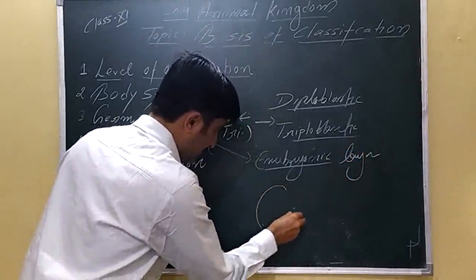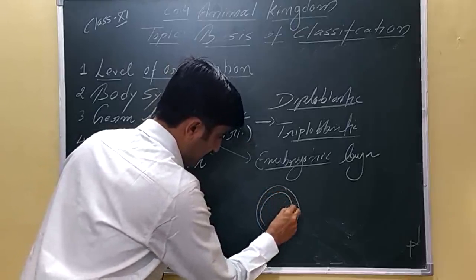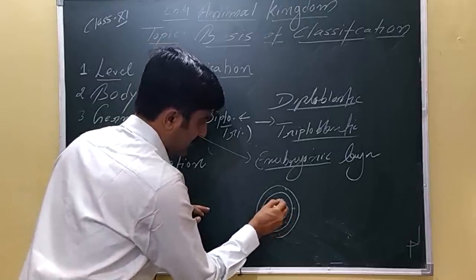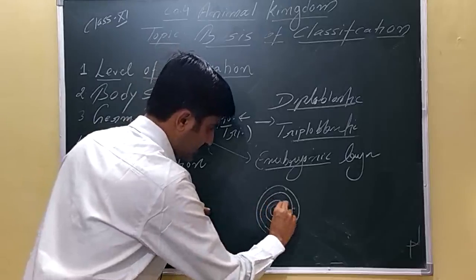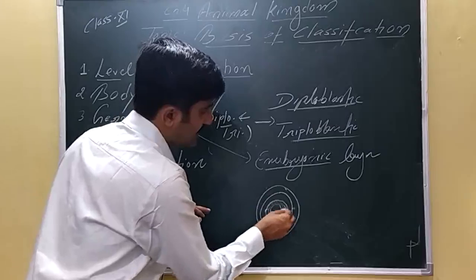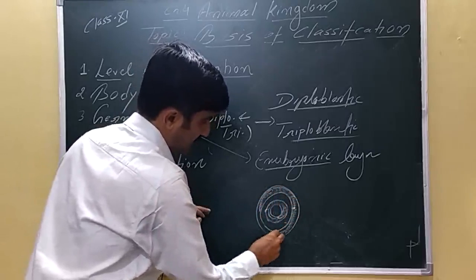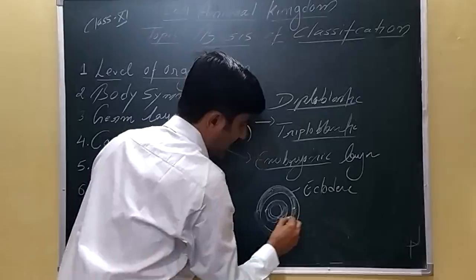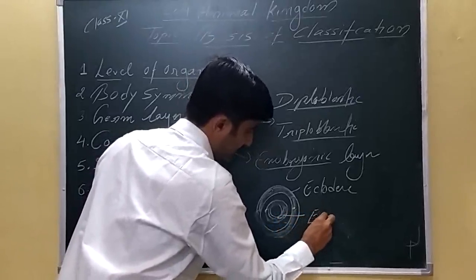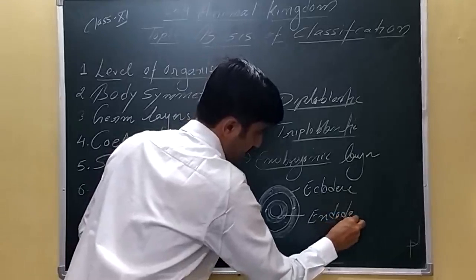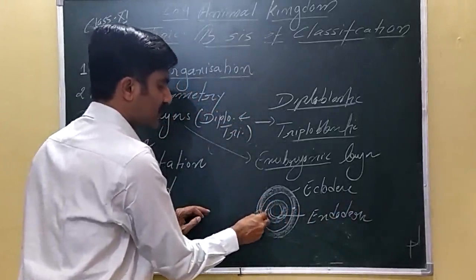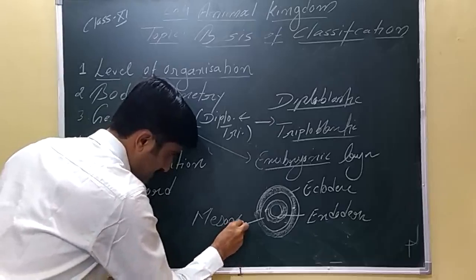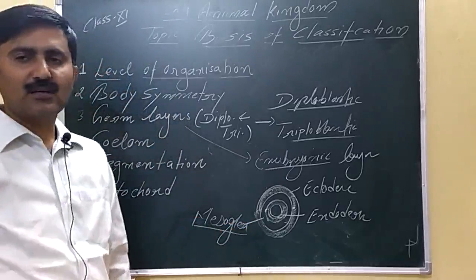So we can understand by drawing the diagram. This is one layer and this one is another layer. In between the two layers there is a non-cellular substance. As I mentioned, these layers are cellular. This is called ectoderm, and the inner one is called endoderm, right? In between, a non-cellular substance is present, that is called mesoglea.